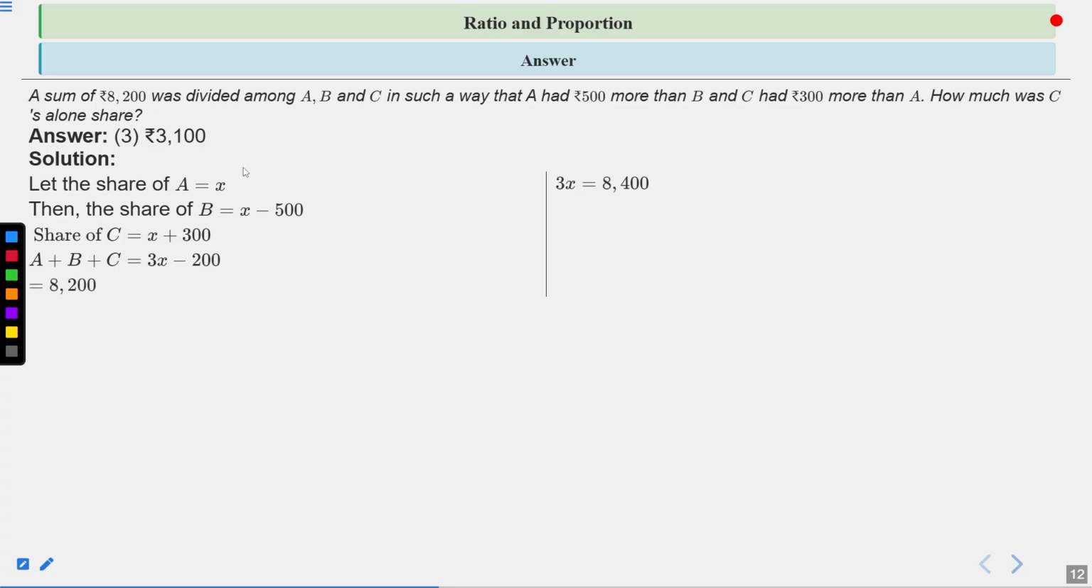So when we compare it, we get 3x equals 8,400. So we get x equals 2,800 rupees. Now we need to calculate the share of C. So the share of C becomes 2,800 plus 300, which equals 3,100 rupees. So the third one is the correct answer of this question.